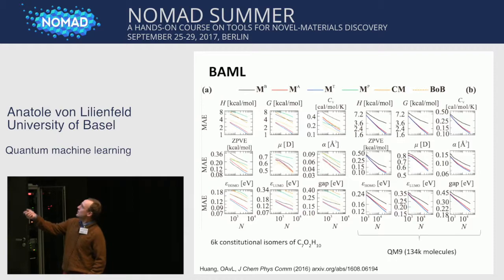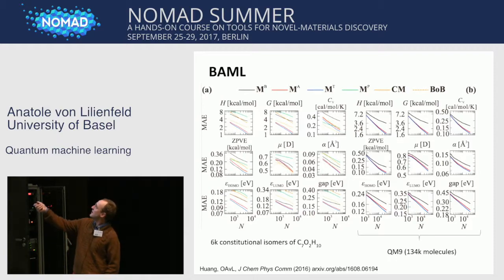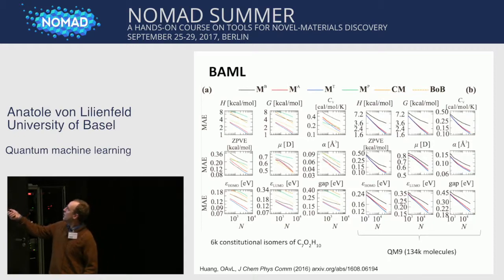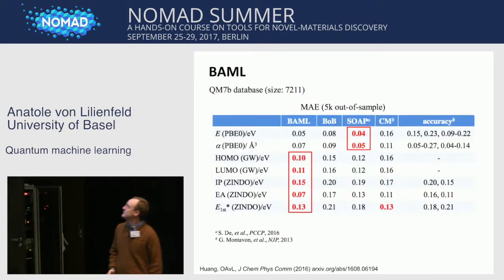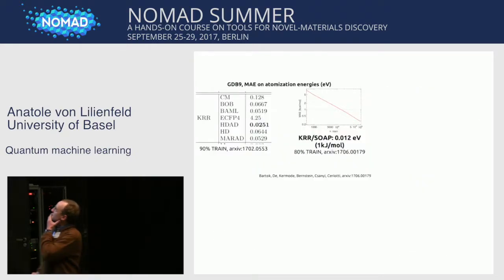And this all was shown just for these isomers. We also showed this for all 134,000 molecules. You always see the same sort of trends and physics. I'm going to skip this.